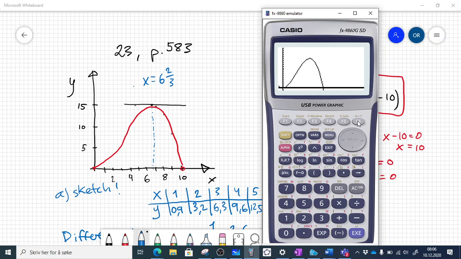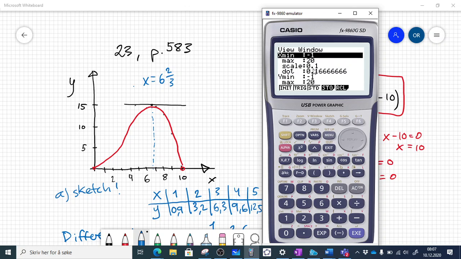It may not look exactly like that. It depends on the view settings. But it says in this task that the area A is defined as the region bounded by the curve and the x-axis. So we're only interested in the part that is above the x-axis. It's bounded by the curve and the x-axis. So it's this area that we want.